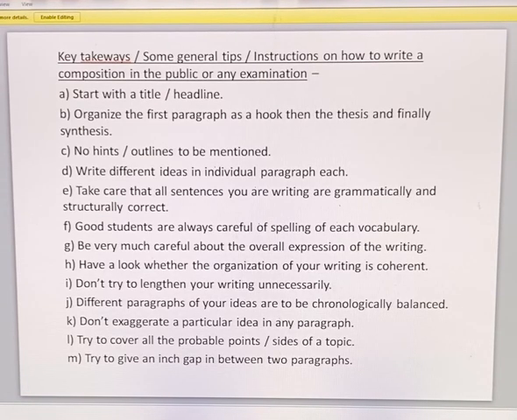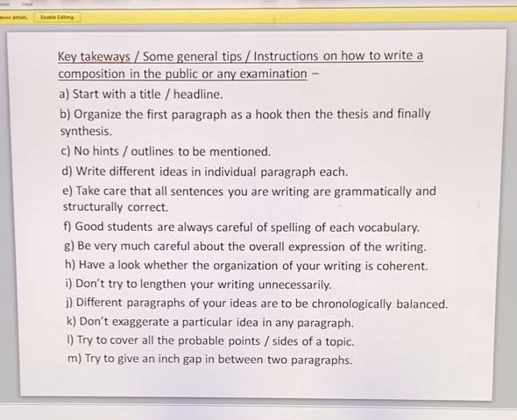Try to cover all the probable points or sides of a particular topic. That is what is much expected from every examiner, every teacher. It will help you to open the branches of your thought, of your idea, and it will help you to nourish your intellect when you are thinking about probable points and sides of a particular topic.